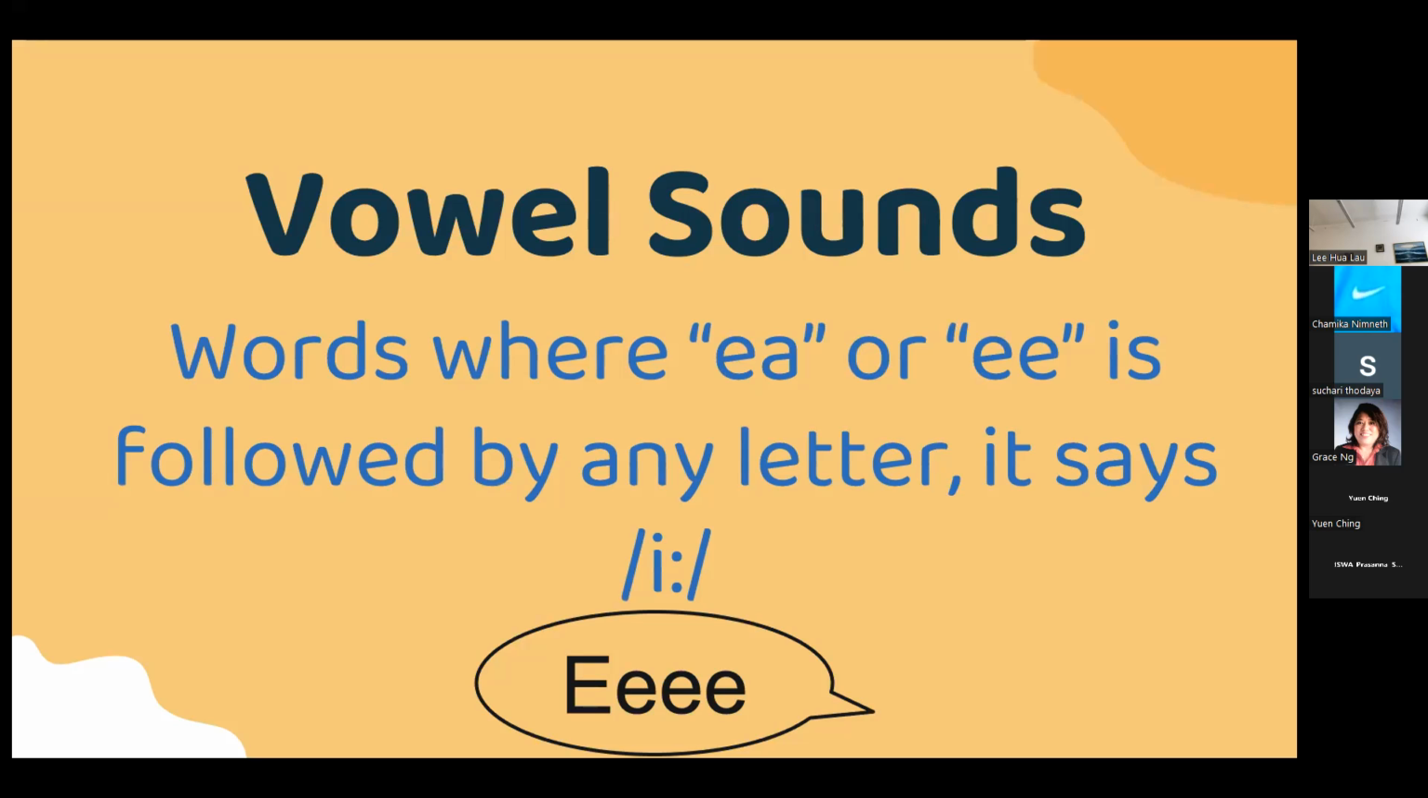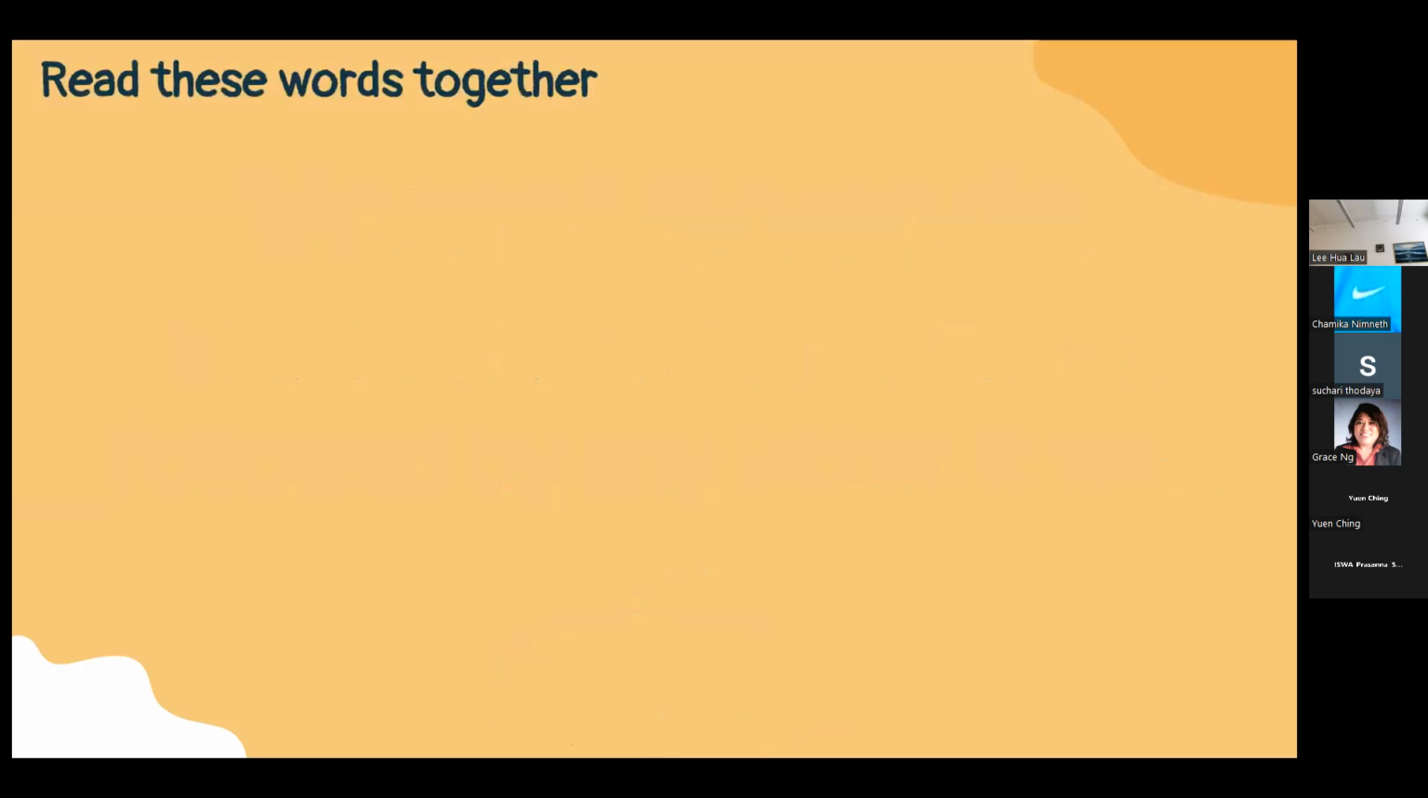So now we have another sound where we have the words EA or EE. If that's followed by any letter, it says E. So you have to stretch out your mouth and say E. And your teeth, and you say E. Okay, so let's read these words together.